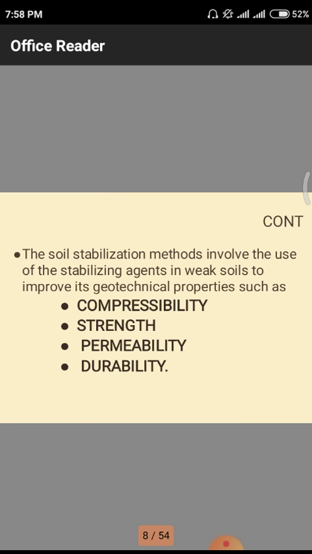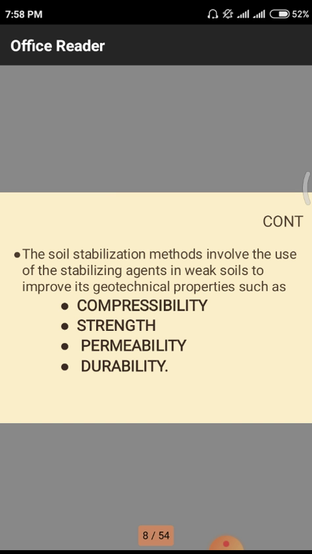Normally the stabilization also has a huge amount of advantages and disadvantages. These are the advantages. What are the major disadvantages? Non-penetration of water, that means unsinking of water.